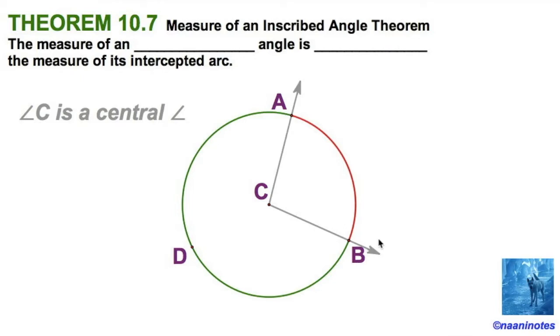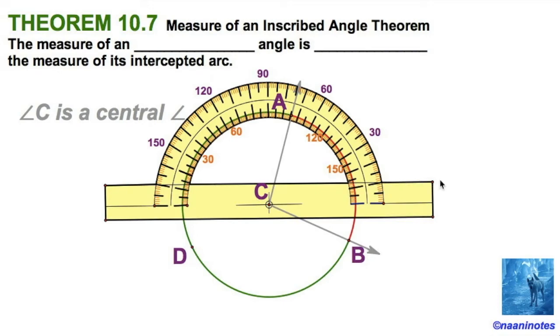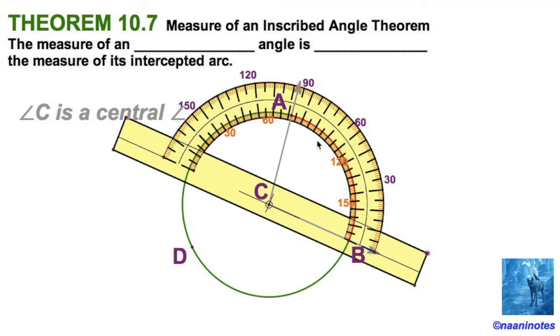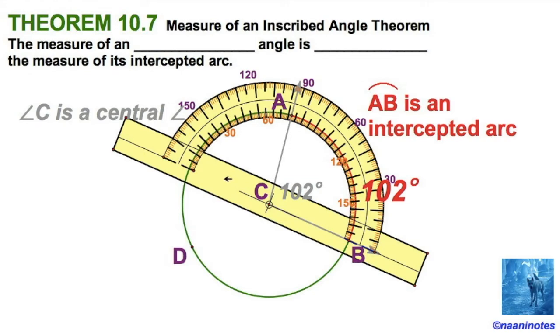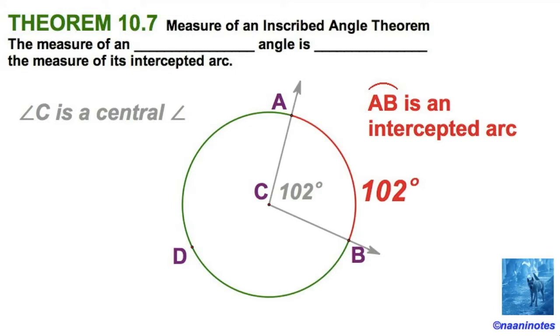Now I know this makes angle C a central angle, and we know something about that central angle. We know that it's equal to the measure of its intercepted arc. Now, we could measure this with a protractor. You could put it on there and give it a good measure. And what do you got there? Well, let's have a look. I'm getting about 102 degrees there. Move this out of the way, because the central angle is equal to the measure of the intercepted arc. We already knew that. That's old news.